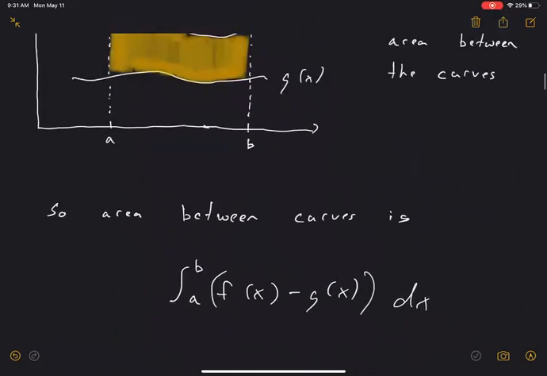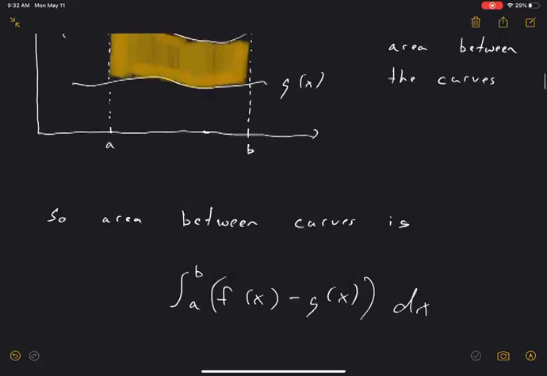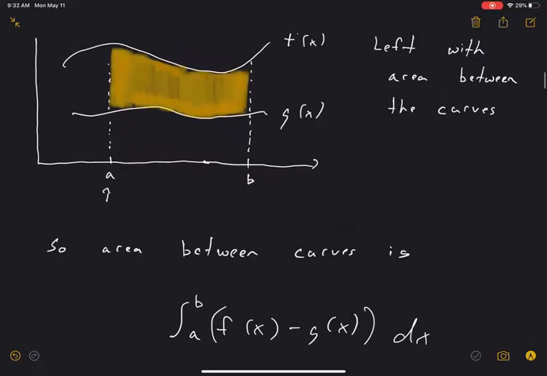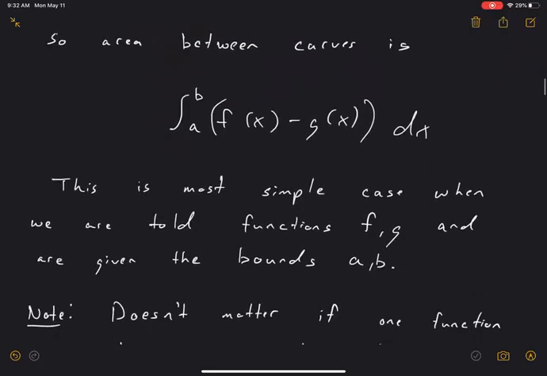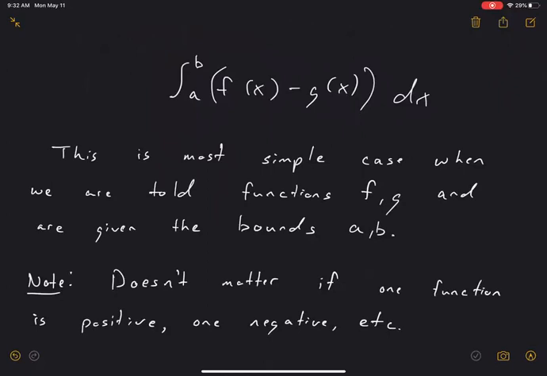So the area between the curves should be the integral from a to b. In all of these cases, I was integrating from a to b. So the area between the curves should be the integral from a to b of f of x minus g of x. Right? f of x would give me that blue area. g of x would give me the green area. So if I subtract away g of x, I should get that yellow area I wanted. So this is the most simple case. We're going to make things a bit more complicated as we go.